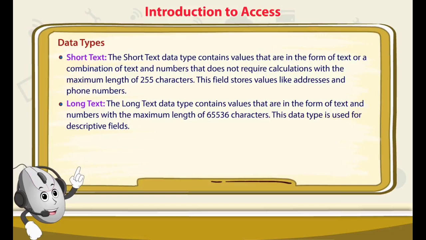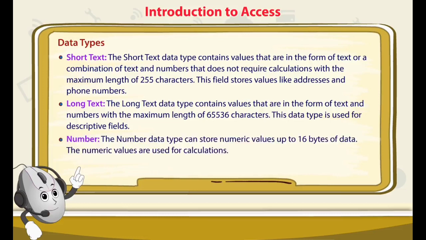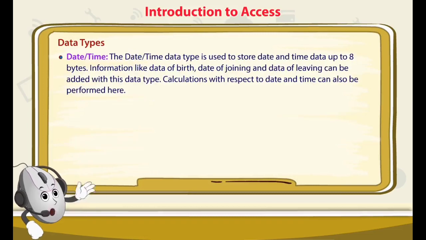Long text. The long text data type contains values that are in the form of text and numbers with the maximum length of 65,536 characters. This data type is used for descriptive fields. Number. The number data type can store numeric values up to 16 bytes of data. The numeric values are used for calculations.